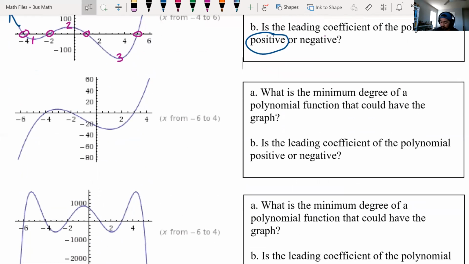Second one. What is the minimum degree of a polynomial function that could have the graph? Once again, we look at how many times we cross the x-axis. So here's 1, 2, and 3. We have 3 x-intercepts, which means my minimum degree is 3.